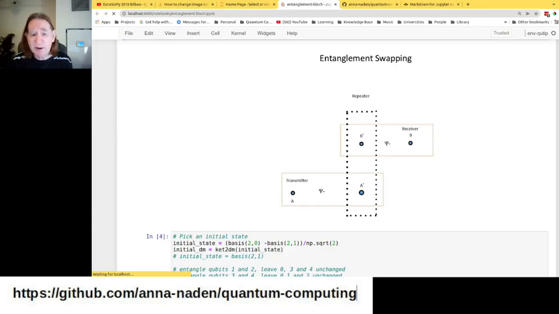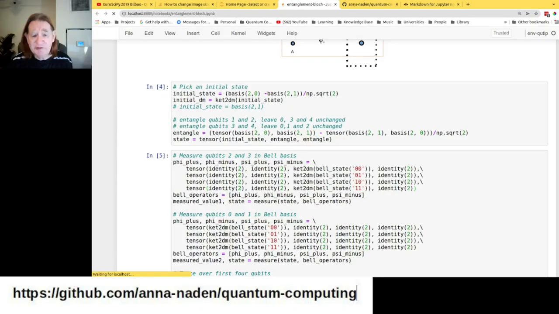The transmitter has the data qubit and shares two linked qubits with the repeater, the second of which is also shared with the receiver. The receiver has a qubit for the received data. Altogether, there are 5 quantum bits, or qubits: the data qubit, 3 linked qubits, and the received qubit. Cell 4 sets the state of the data qubit, entangles qubits 1 and 2, and also entangles qubits 3 and 4. The tensor function collects the qubits into a 5-qubit multipartite state.